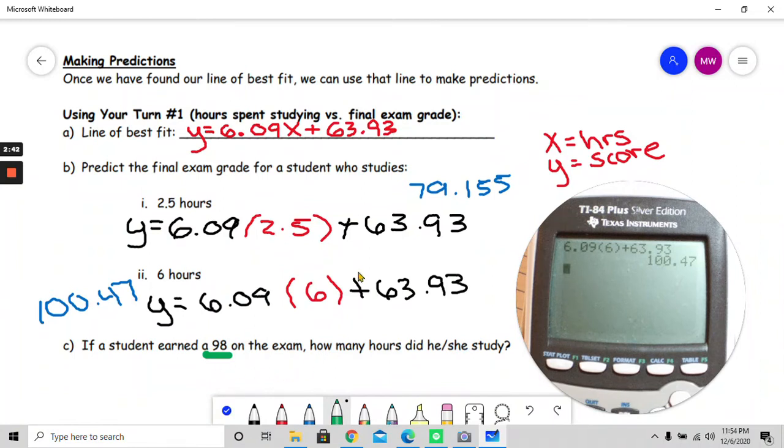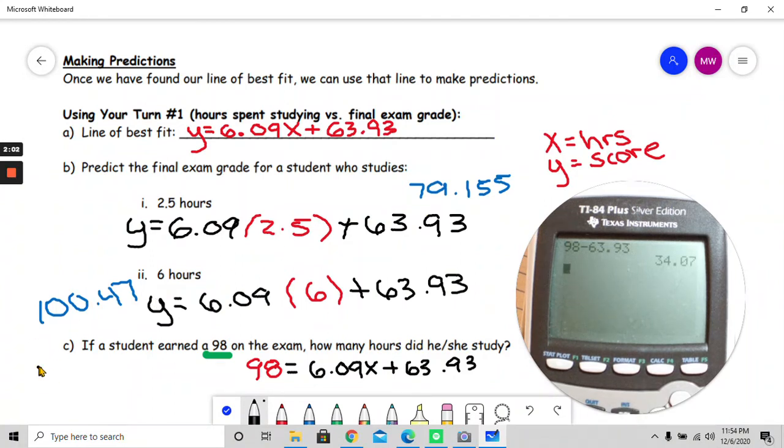Now, if a student earned a 98 on the exam, this is a score. So we have a score, so we're going to put that in for the y instead of putting, like we have, the hours in for the x. So they got a 98, so we're trying to say a 98 equals 6.09x plus 63.93. And I would solve this like I would any other equation. I'm going to subtract the 63.93 from the 98. So 98 minus 63.93. And that's going to give me 34.07.